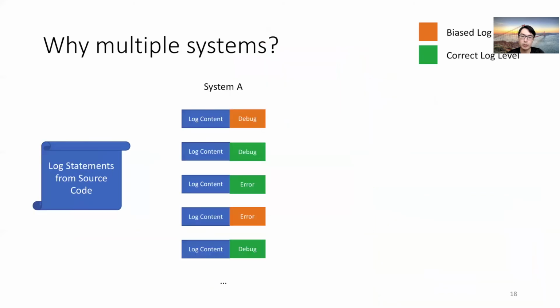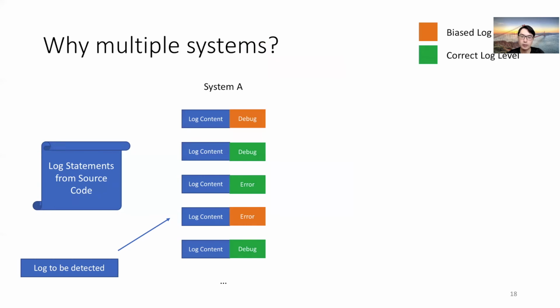Let's see an example. As we know, some logs have biased log levels, which we highlight in orange. The fourth log's level is error, but it should be debug. If our model is trained from this data, when we have a new incoming log which has similar content to the fourth log, the model will predict the new incoming log as an anomaly, but actually it is normal. The biased log level misleads the model to make the wrong prediction.